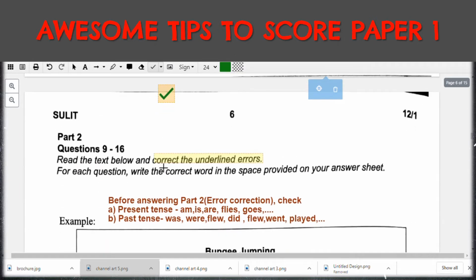Okay, now let's move to part 2. So part 2 is under error correction. Read the text below and correct the underlined errors. You are supposed to correct the underlined errors. Part 2, we call it error correction.